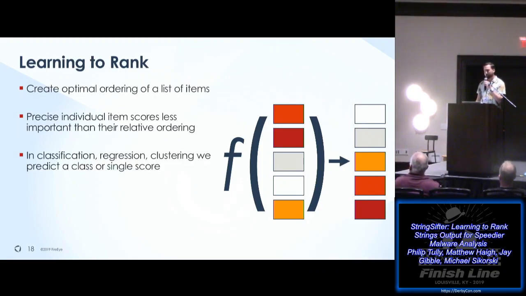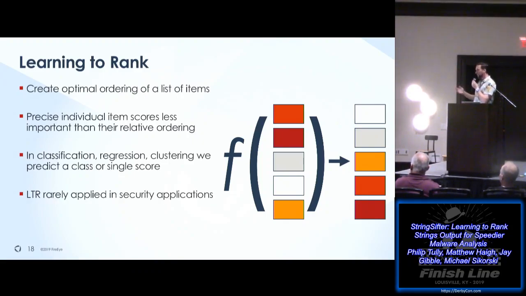And so the objective here is fundamentally different than some of your more classic tasks, especially when you think about information security, like classification, where you're trying to predict something like, is this email ham or is it spam, or regression or clustering. Each of these tasks means that you're assigning a score or a label to one specific item. Here our task is fundamentally different.